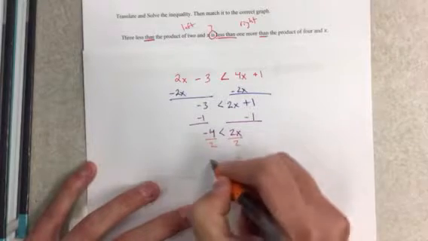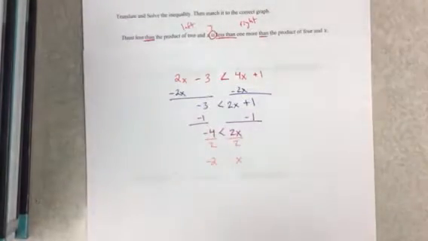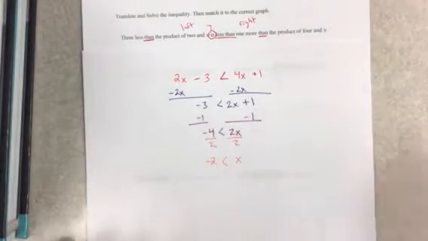We've got x on the right, and we've got negative 2. Now notice, though we are dealing with a negative number, we are not dividing by a negative number or multiplying by a negative number. So we keep the inequality symbol the way it is.